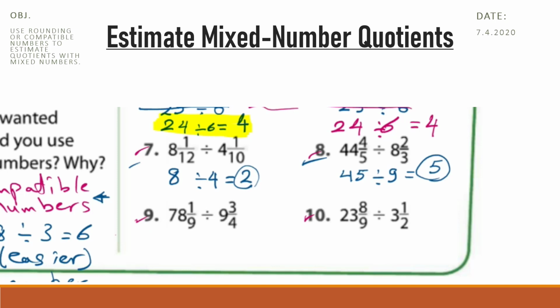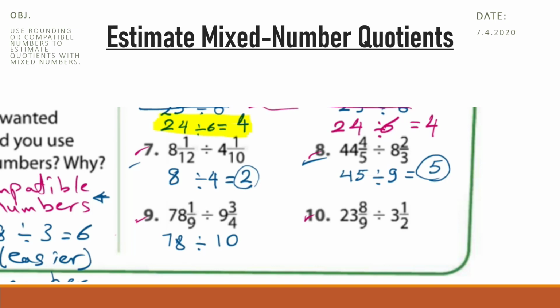Number 9. This is 9/10 less than half. So it will be 78. And this is 3/4 more than half. So it will be 10. I want to find 78 divided by 10.